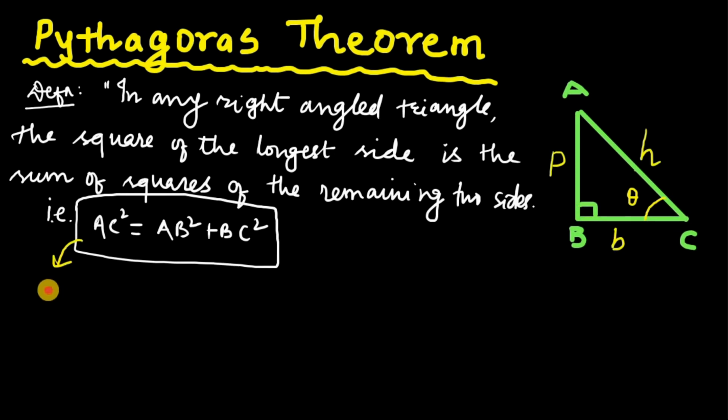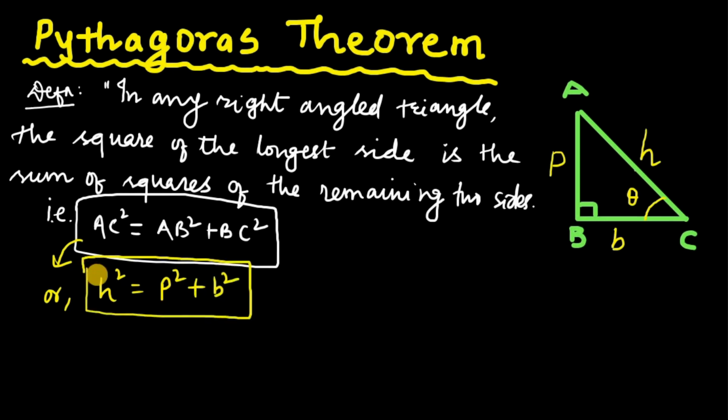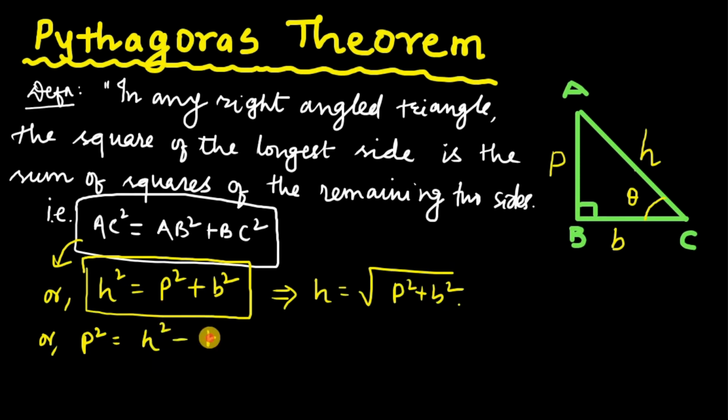So by the same definition we can write h square equals to p square plus b square. So this is called Pythagoras theorem. This also can be written as h equals to root under p square plus b square, or by arranging from here we can find the value of p square, and then we can get h square minus b square.